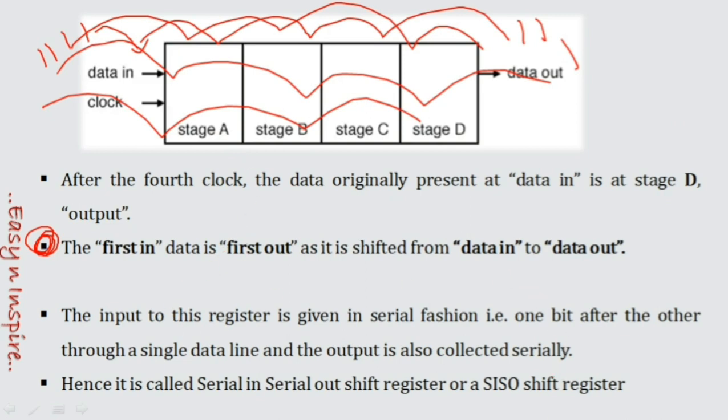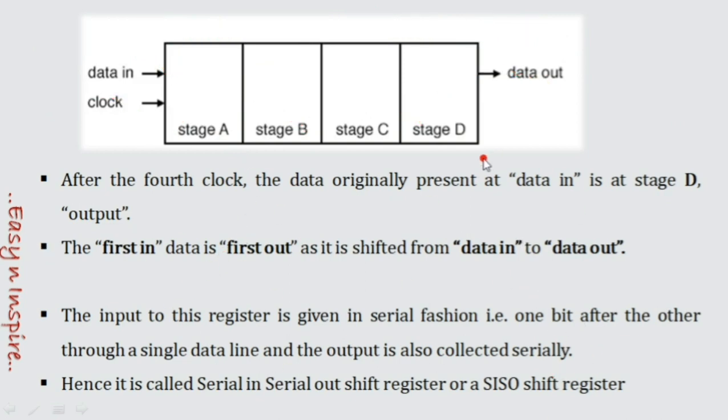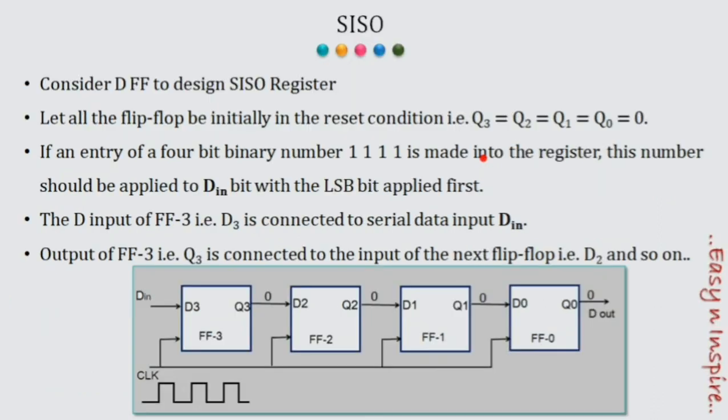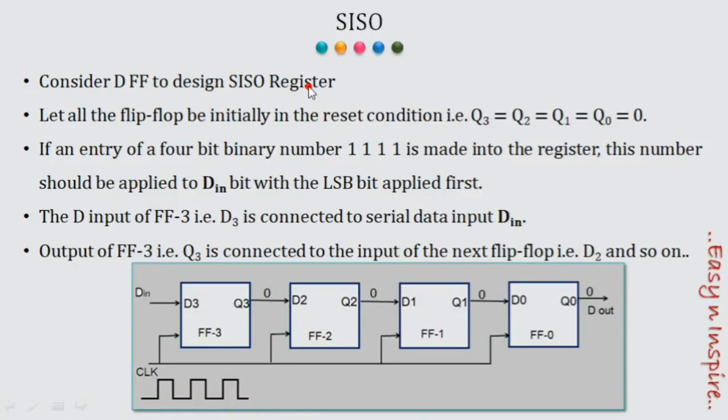Now I am going to explain the serial input and serial output register by considering D flip-flops. See here, I am going to explain this register using D flip-flops. If you don't know the operation of a D flip-flop, just watch this video and then observe this register. So D3, D2, D1, D0 are inputs to the flip-flops and Q3, Q2, Q1, Q0 are outputs.